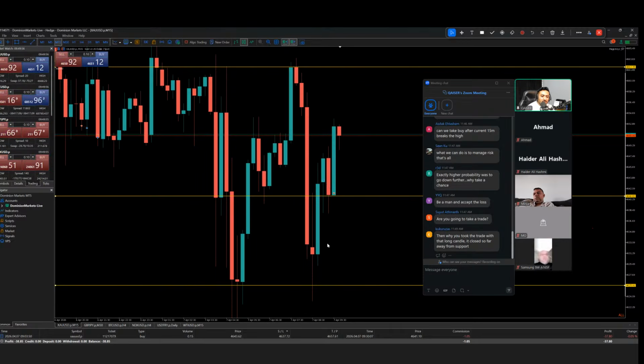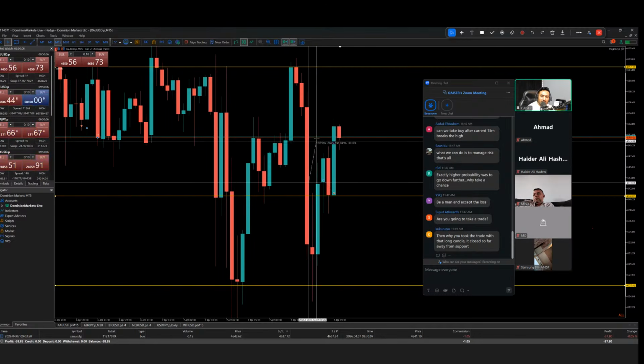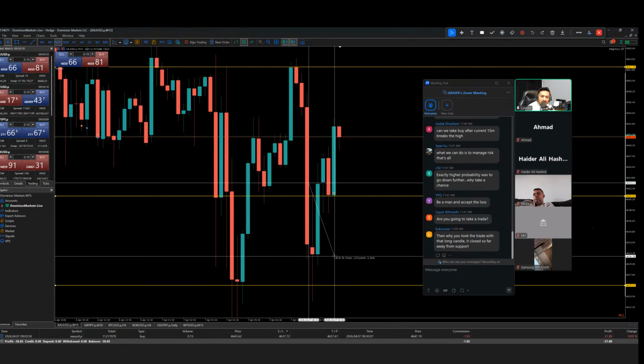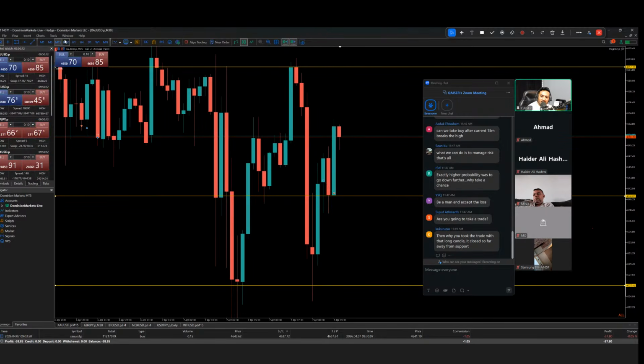Then why did you take the trade with the long candle? It closed so far away from support. Which one? This one? It's the first candle, man. We have a very beautiful range here. Look at this one, a 200 pip range. It's nearby the support. It's nearby the support.